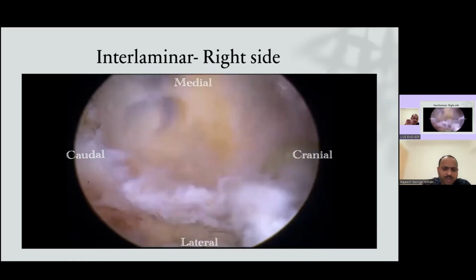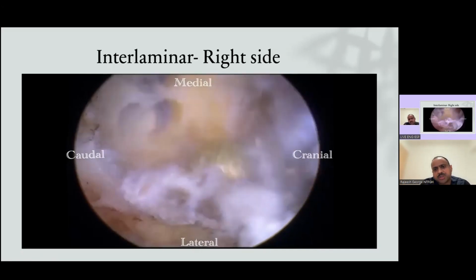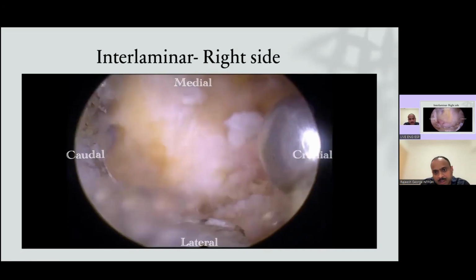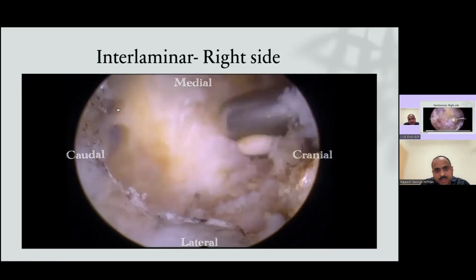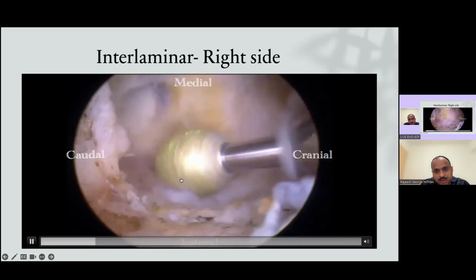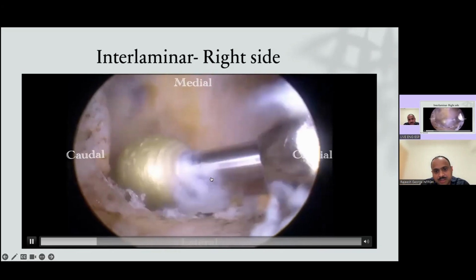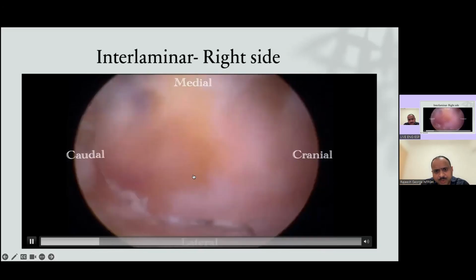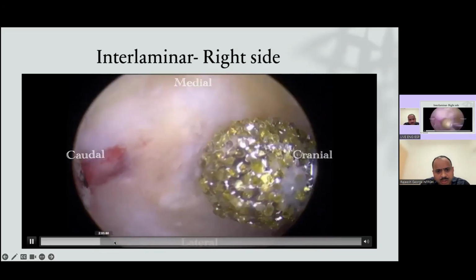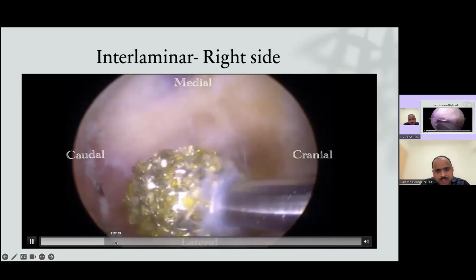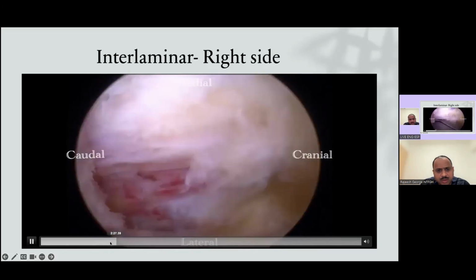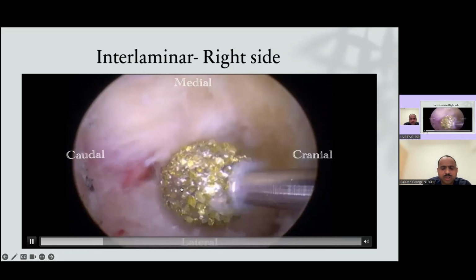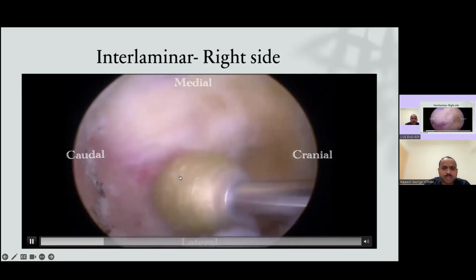And the burr actually helps us to clear some of the soft tissue as well, so it kind of functions as a shaver. So you can see the caudal lamina is exposed here, the ipsilateral facet, SAP and the IAP. And once you do that, expose a bit of the cranial laminotomy as well.